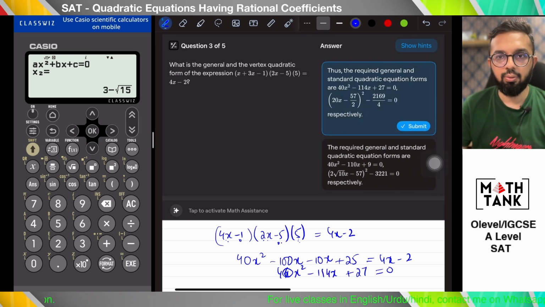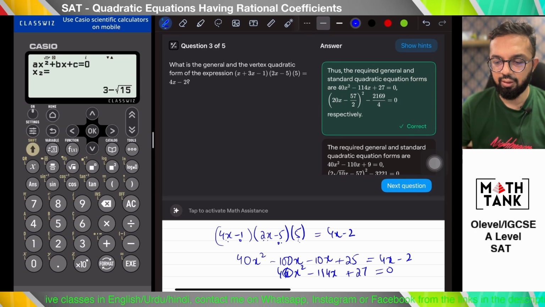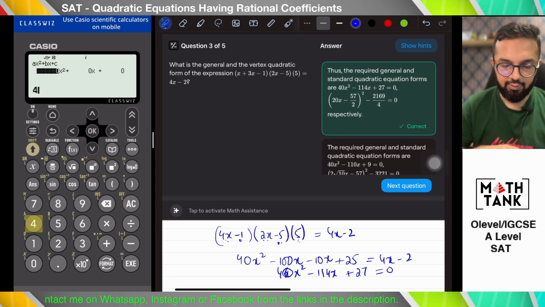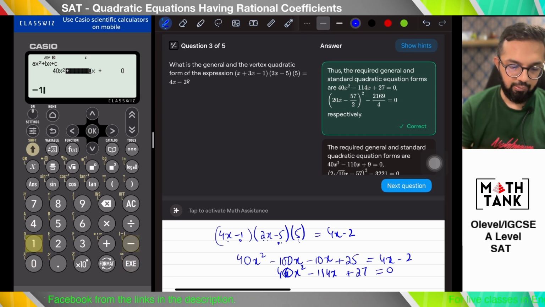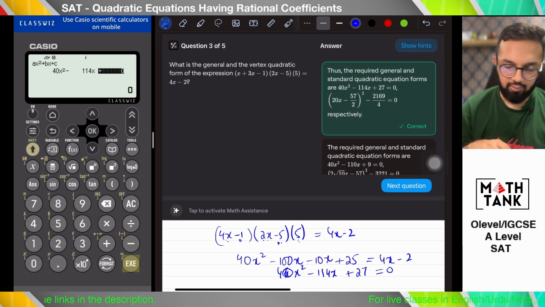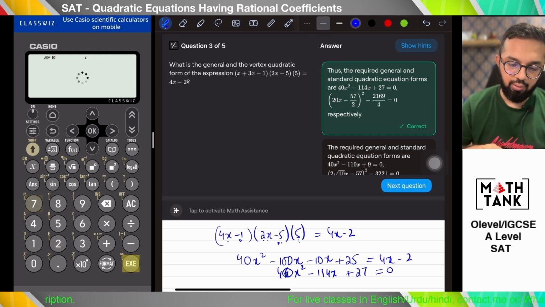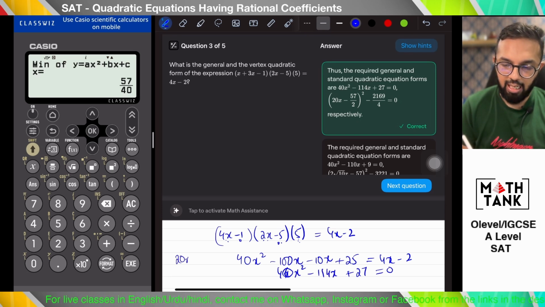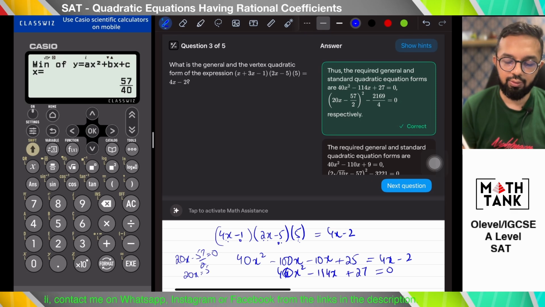If I really wanted to express that turning point, I could have done that on my calculator and that would have given me the right answer as well. I can show you from here, if I solve this, I can find out the vertex as well. Of course, the x coordinate of the vertex is very complicated. It should be 57 over 40. So you equate whatever is in the bracket to 0. That's something that I cover in the lectures.